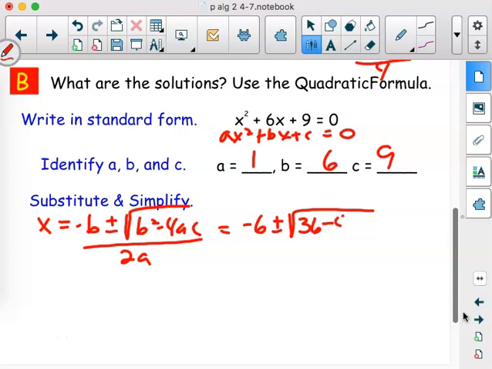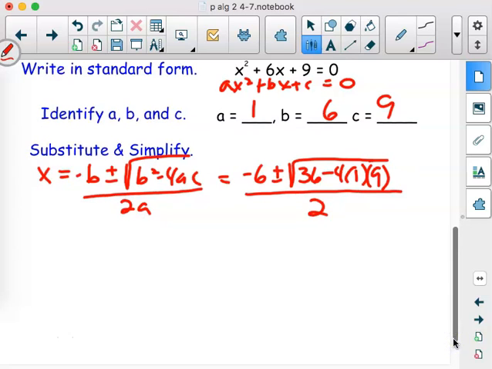4 times 1, which is a, times 9, which is c, and then 2 times 1. Definitely can do that in your head. So this generally works. Now, if you're saying, I'm going to lose some of that if I just don't write it all down, then write it all down, you know? But most people can do the negative, the squaring, and the multiplying by 2 without having to grab a calculator.